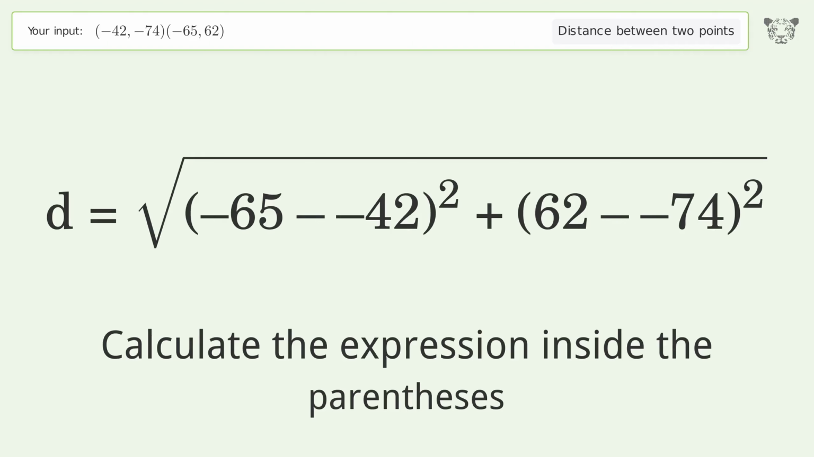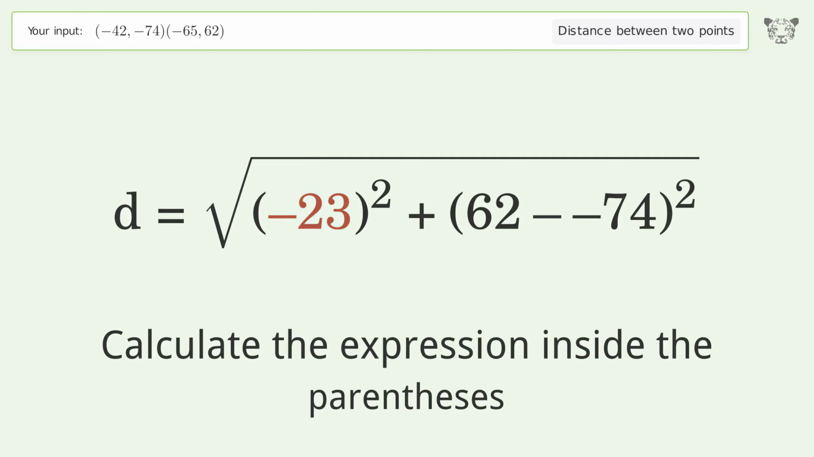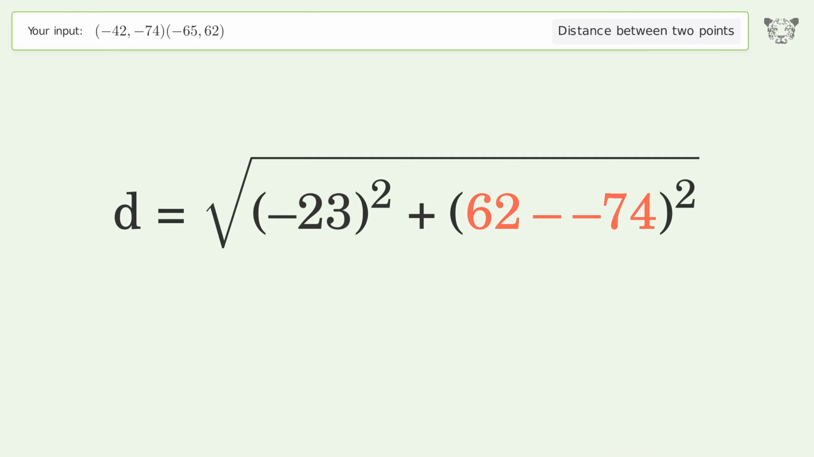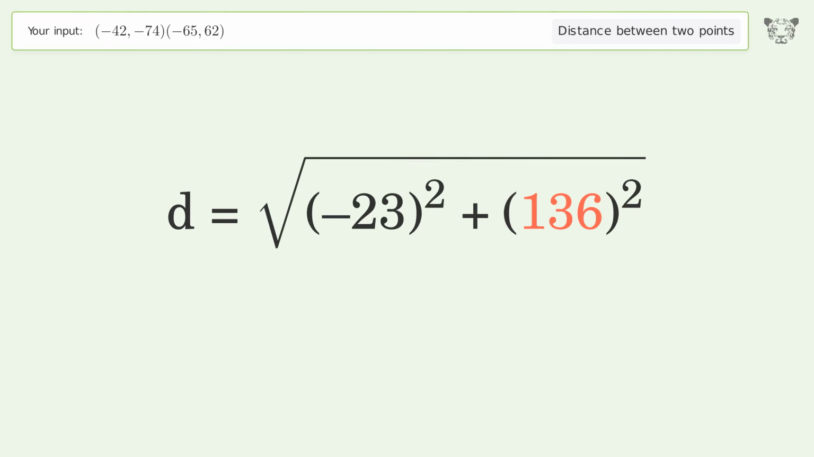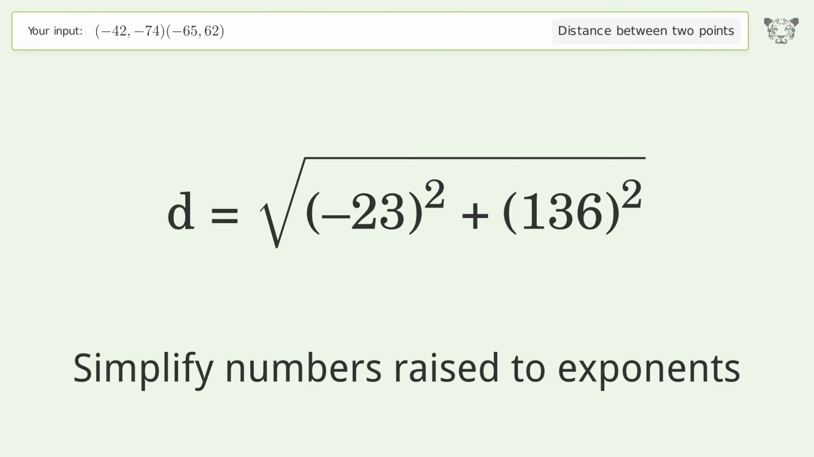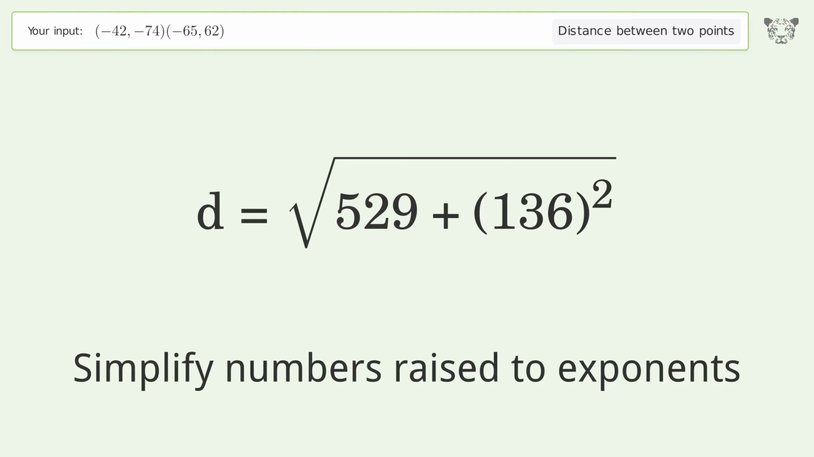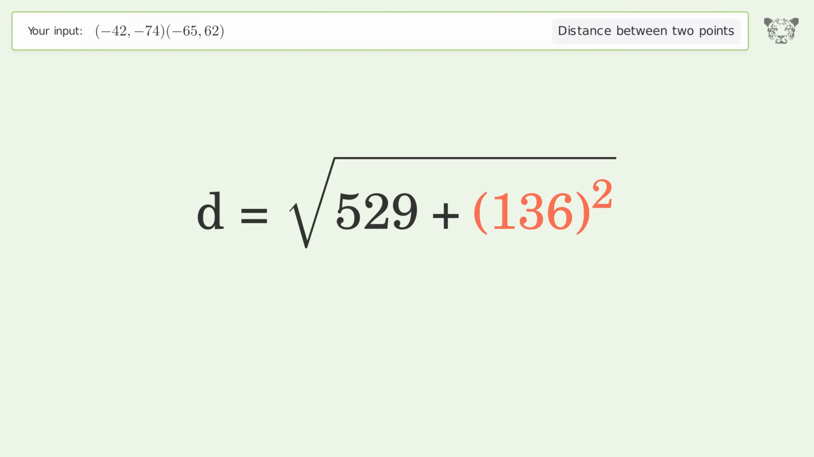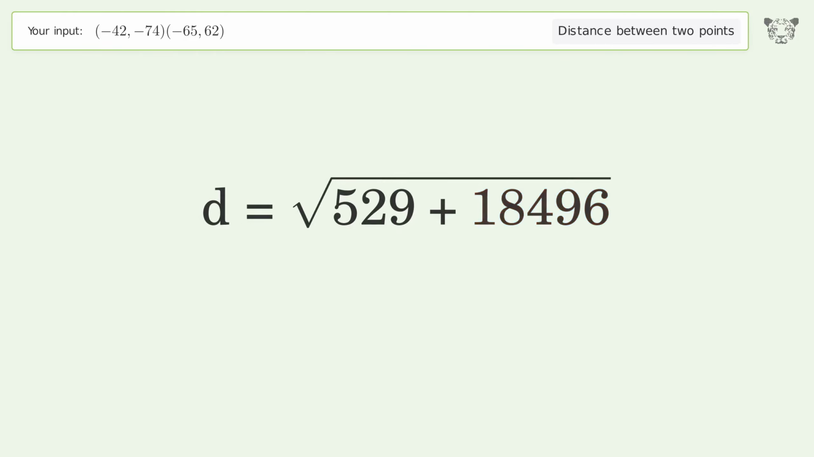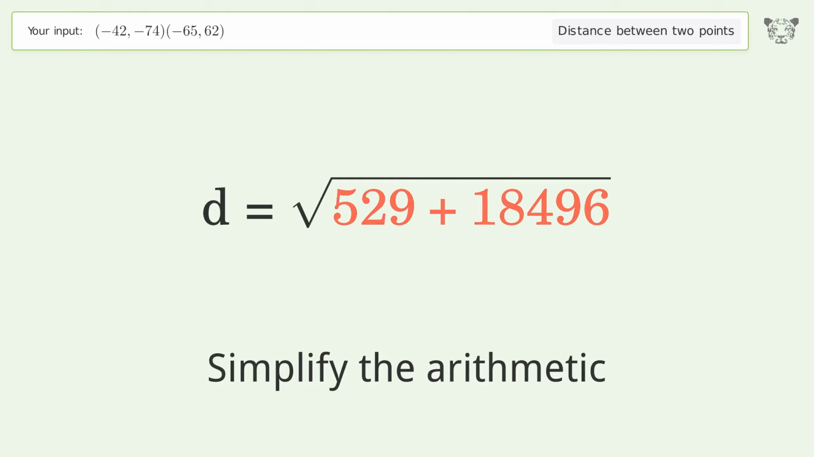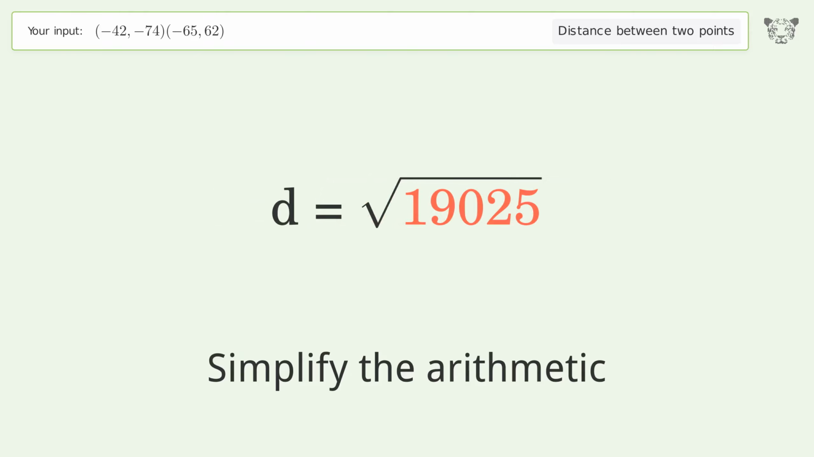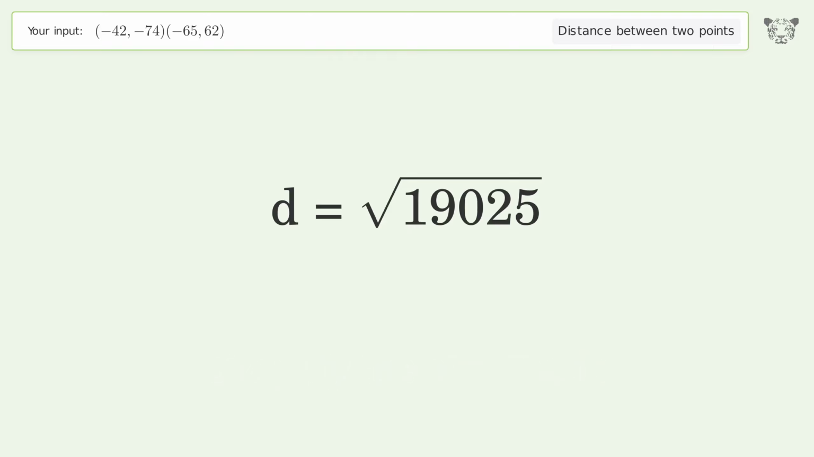Calculate the expression inside the parentheses. Simplify numbers raised to exponents. Simplify the arithmetic. And so the distance between the 2 points is the square root of 19,025 or 137.931.